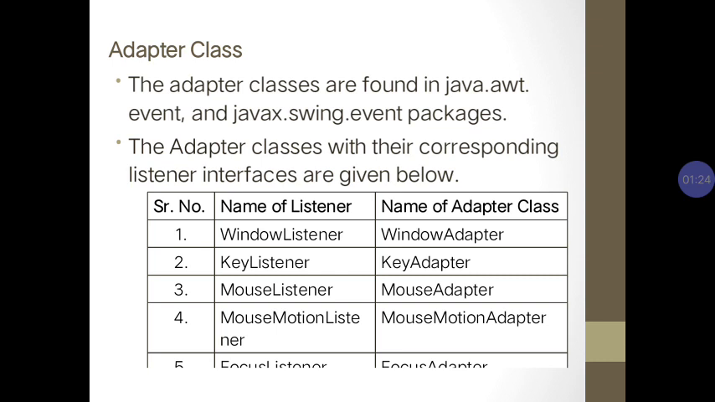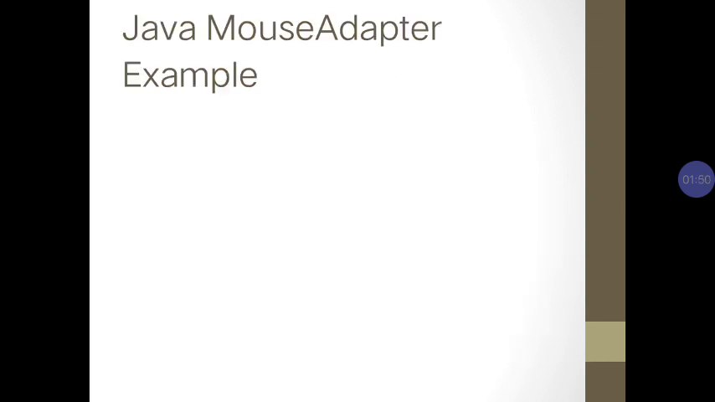First listener is WindowListener, and the respective adapter class is WindowAdapter. Second listener is KeyListener, respective adapter class is KeyAdapter. Third one is MouseListener, and adapter class is MouseAdapter. Fourth one is MouseMotionListener, and adapter class is MouseMotionAdapter. The last one is FocusListener, and the adapter class is FocusAdapter.